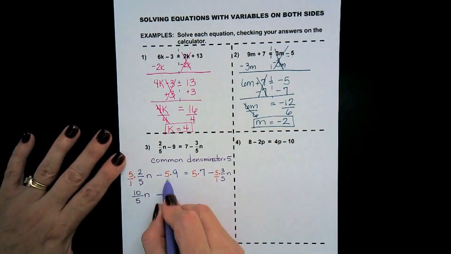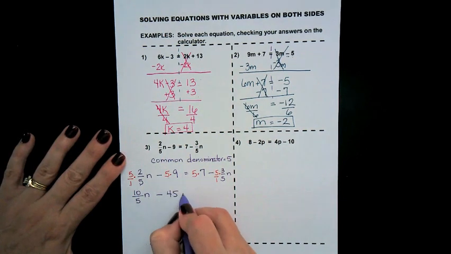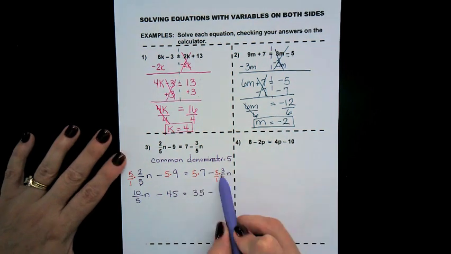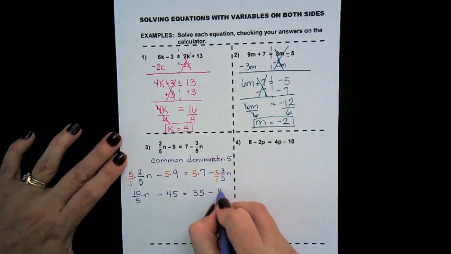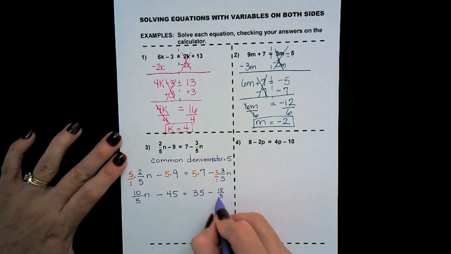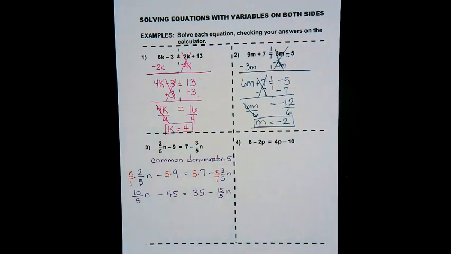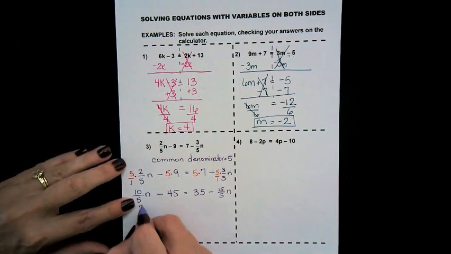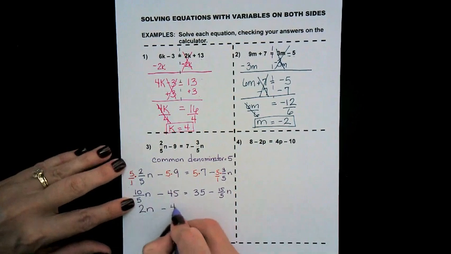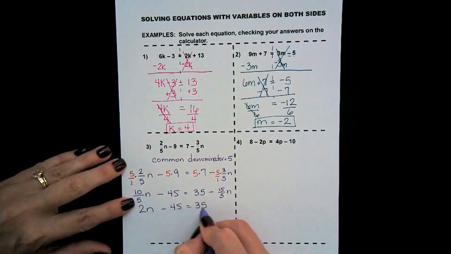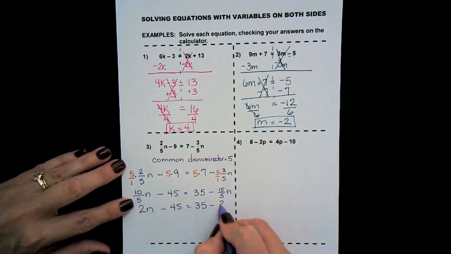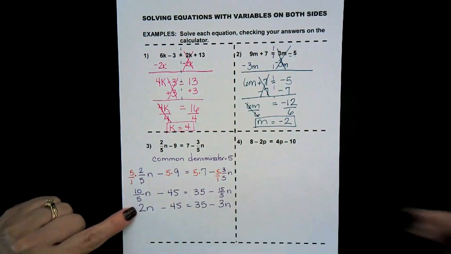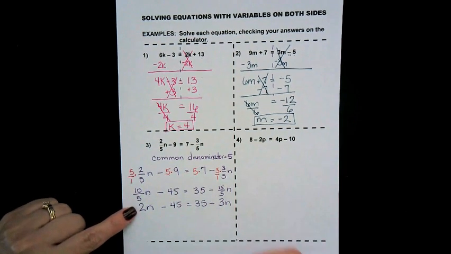Minus, this part should be easy. 5 times 9, 45. 5 times 7, 35. And then over here we've got 5 times 3, 15. 1 times 5, 5. Now, here comes the beautiful part, okay? 10 divided by 5 is 2. Minus 45 equals 35. Minus 15 divided by 5 is 3. Notice no fractions anymore. It's the whole reason I did that, okay?